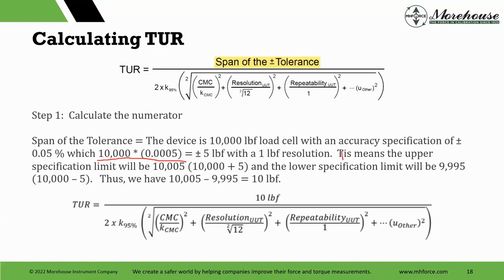Here, I'll fix this right now. Heather's not watching. So this means the upper specification limit will be 10,005, 10,000 plus 5, and the lower specification limit will be 9,995 or 10,000 minus 5. That's all we're doing. We're adding and subtracting, right? Thus we have this, right? 10,005 minus 9,995. So the numerator, the span of the tolerance, is 10 pounds. Hopefully that's really simple. It's simple math, and you can go over it, and I'll fix the spelling error for anybody that requests the slide deck.